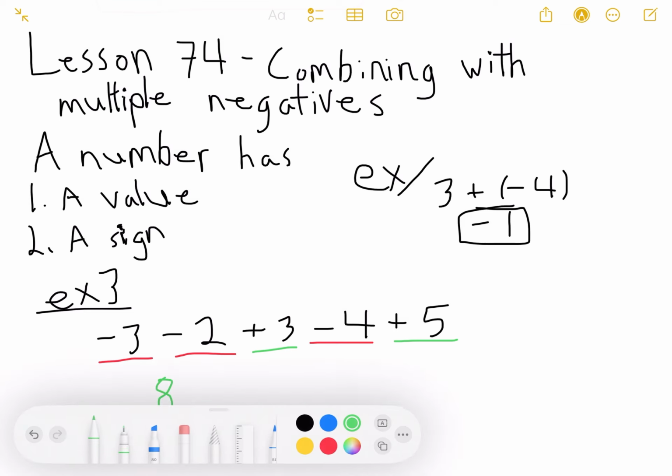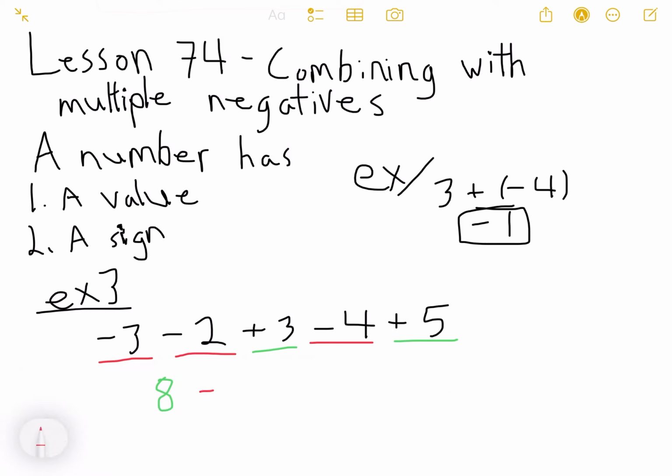Okay, what about if I combine the negatives? Well, I have 3, 2, and 4. What is 3 plus 2 plus 4? Well, 3 plus 2 is 5, 5 plus 4 is 9, and that means I just have minus 9. And so if I have $8 and I try to spend $9, I'm in trouble. So don't think of it in too complicated a way. I just have minus 1 because I tried to spend $9 and I only had 8. And that's pretty much it.